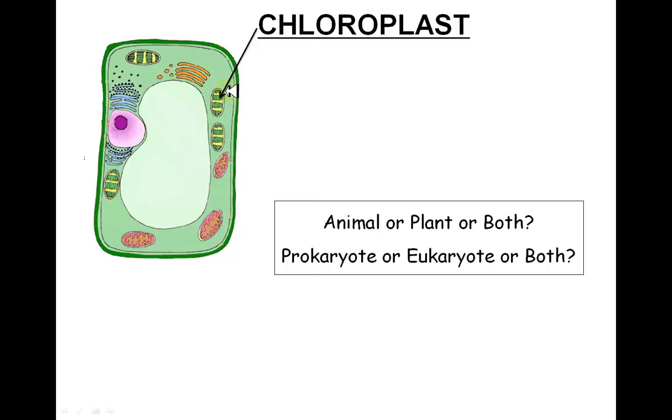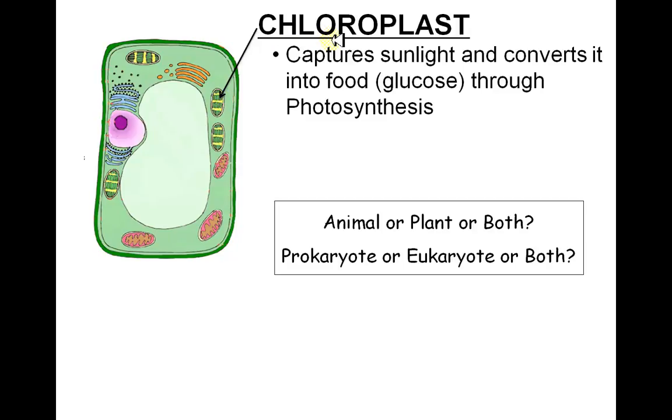The other type of organelle that actually does have a double membrane is the chloroplast. Chloroplast is the organelle that captures the sunlight, that uses water and carbon dioxide absorbed by the leaves in the plant to create glucose in a process called photosynthesis. It contains the chlorophyll. Chlorophyll is the green material that gives plants their green color.